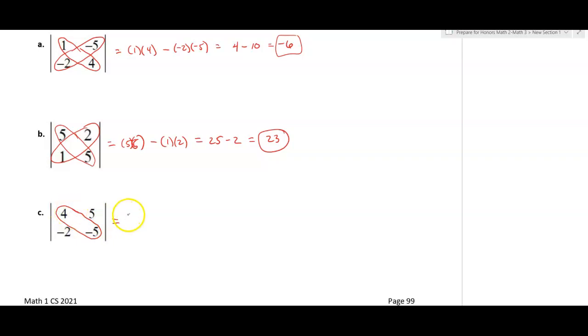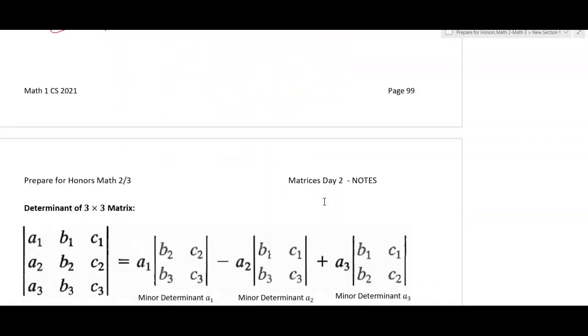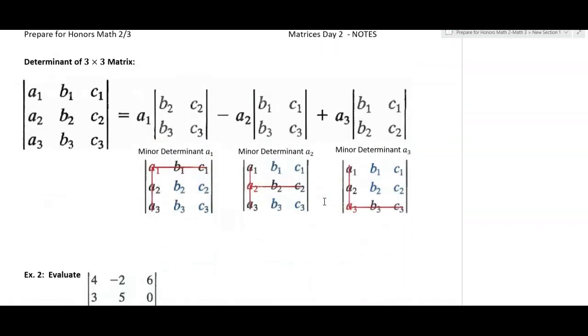So 4 times -5 minus -2 times 5. So multiply one way, multiply the other. That would give us -20 minus, it's going to give you -10. But you have to understand when I subtract the negative, that becomes a positive. So -20 plus 10 would give you -10. So that's how we find the determinant of a 2x2 matrix.